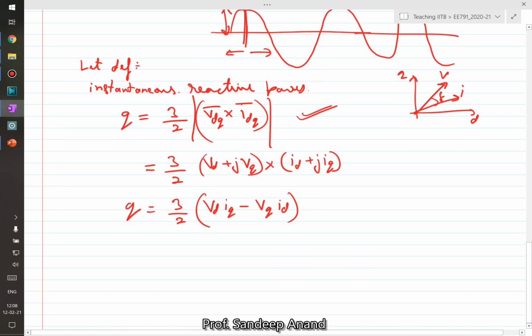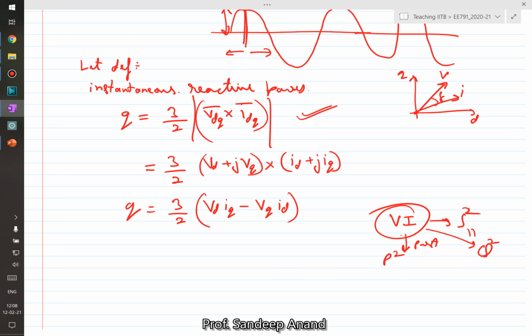The concept of reactive power is that generally V into I is the apparent power, right? And only part of it gets used to transfer the real power. Only part of it. The other remaining part is nothing but Q, such that P squared plus Q squared becomes equal to S squared. So the definition of reactive power, in a way you can sense it as the part of S, or the part of V into I, which is not really being used to transfer the real power.